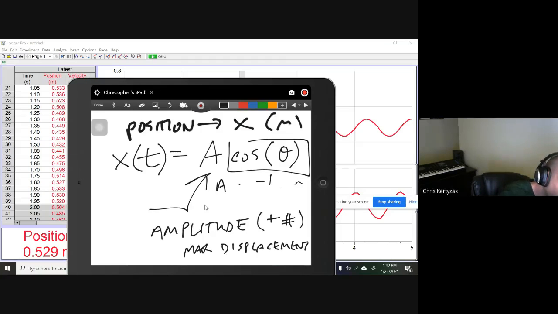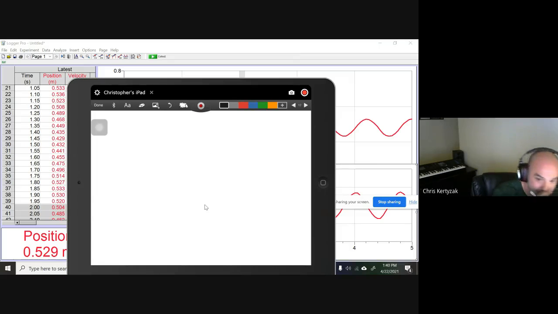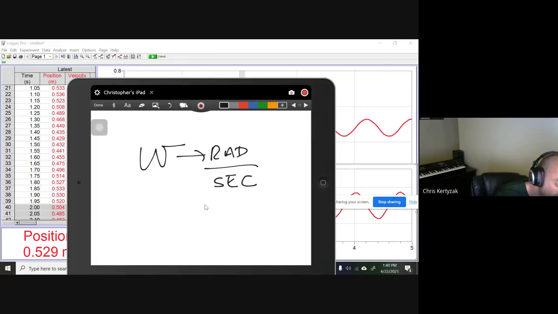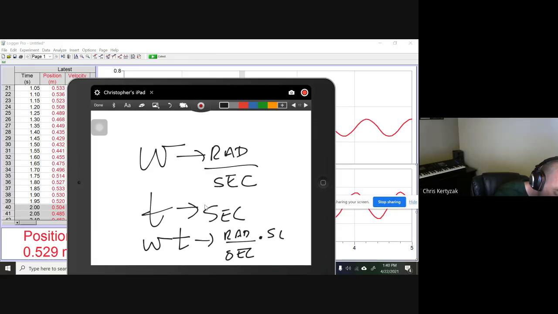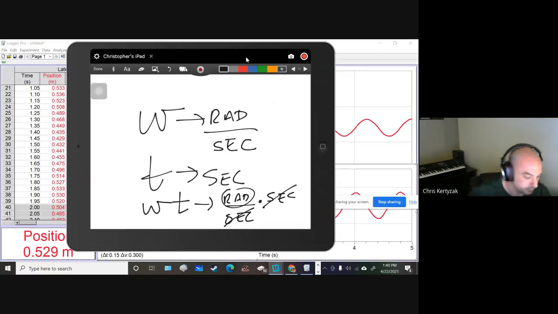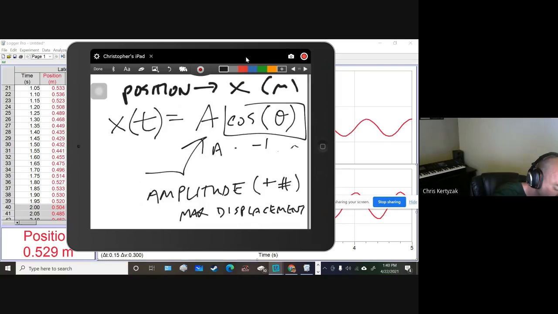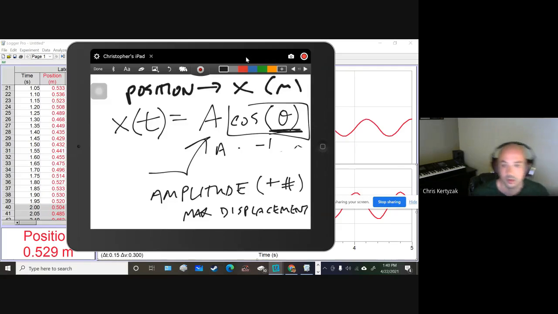Well, let's think of omega. Omega probably is going to come in here because omega is in units of radians per second. We know t is in units of seconds. So technically, if we multiply omega times t, we'd end up with radians over seconds times t, which is seconds, and we end up with radians, which is an angle, right? And we know theta is an angle, right? This is an angle, and it could be in degrees, it could be in radians. But we're talking radians here.